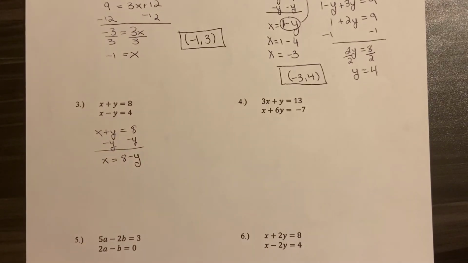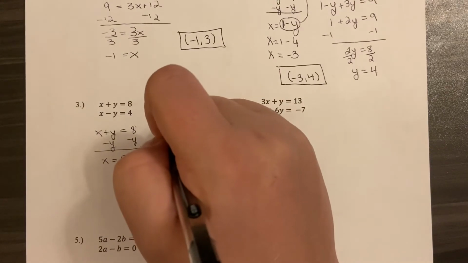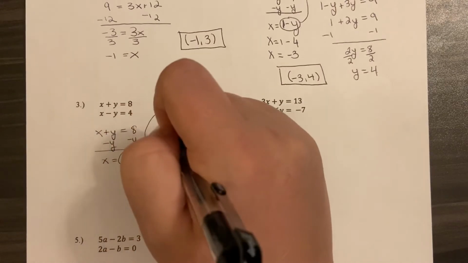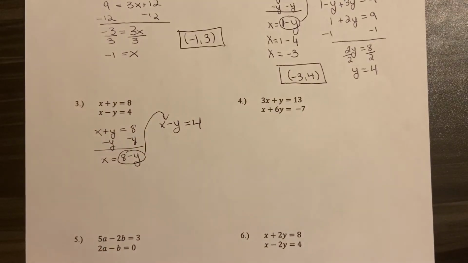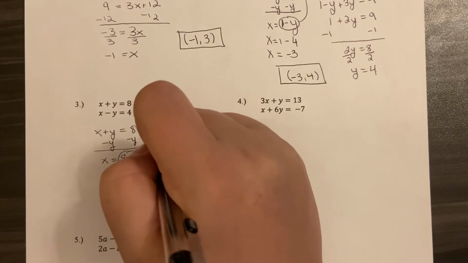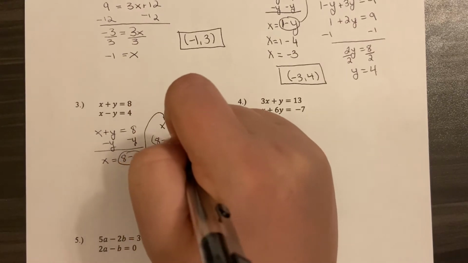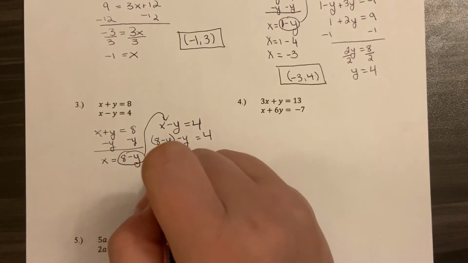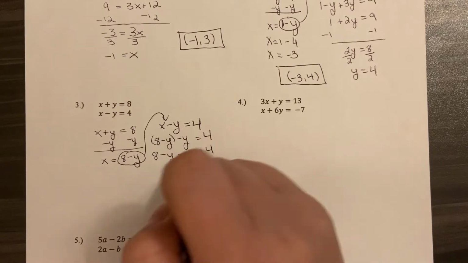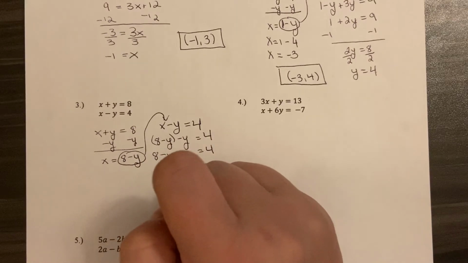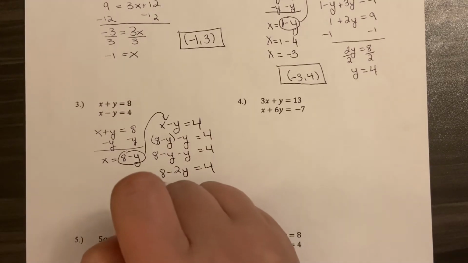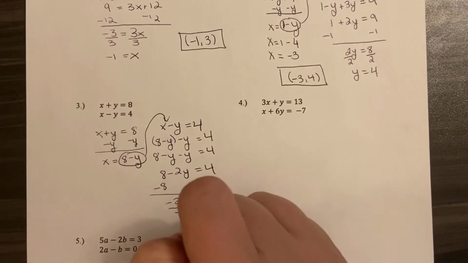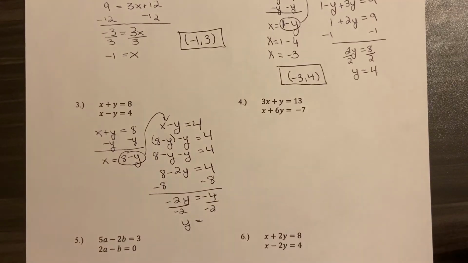Now that I have it set equal to one variable, I'm going to take the other equation now. So this one. And I'm going to take this quantity and sub it in for x. So now I'm going to have 8 minus y equals 4. So I could just actually drop parentheses on this one. And then I would have 8 minus 2y is 4. Subtract 8. -2y is -4. Divide by -2. You get y is 2.